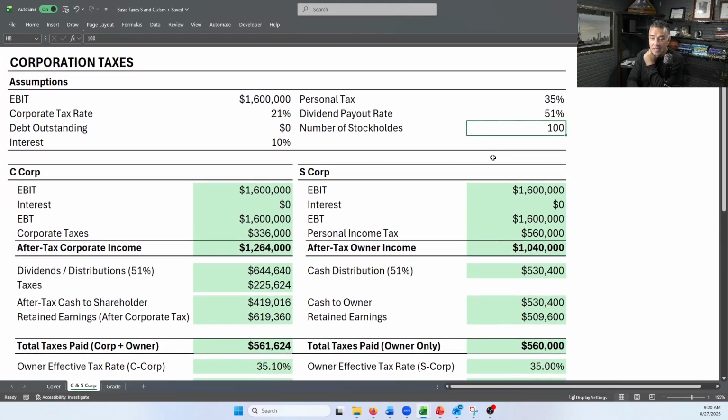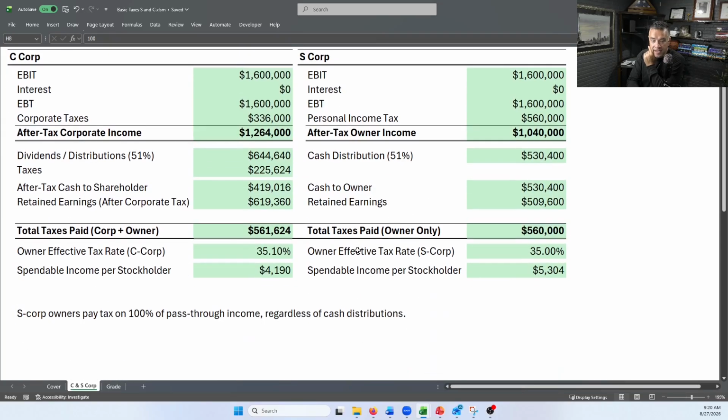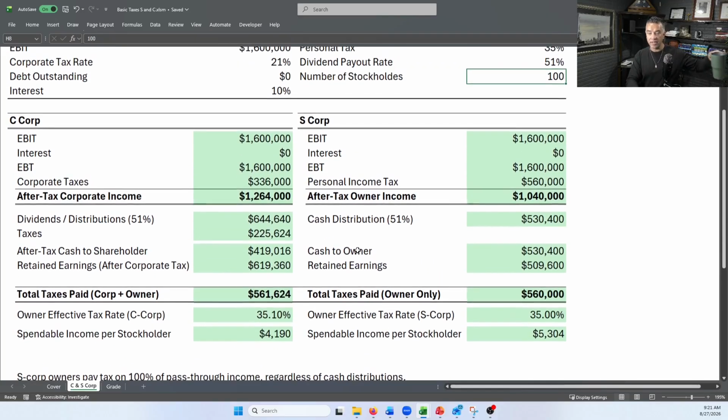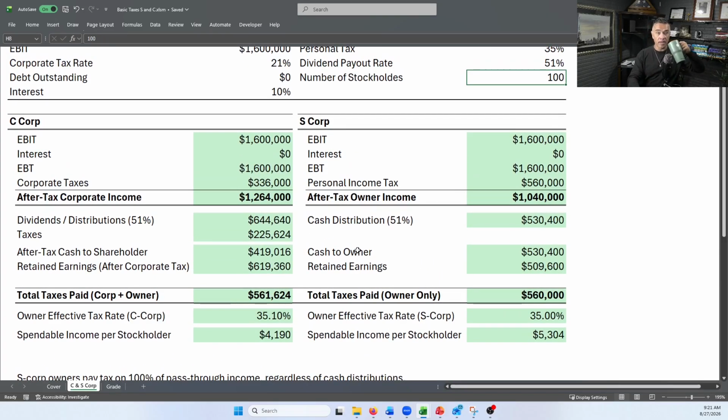All right. So play around with that. You can see how the model works as you change the dividend. But now I'm going to include something that will change things up.